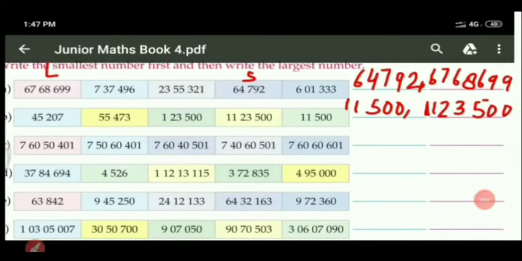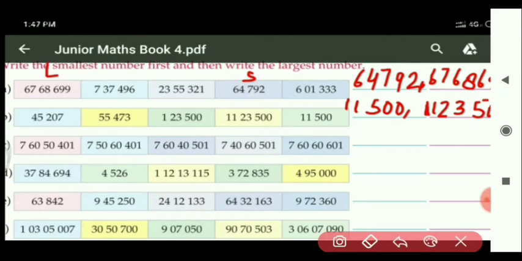Okay. Now look at the C part. In this question, all numbers are given up to crore place. So let us see what is given in the crore place. 7, 7, 7, 7, 7. It means all numbers have 7 only in the crore place. So all are equal. So we have to check up to 10 lakh place.